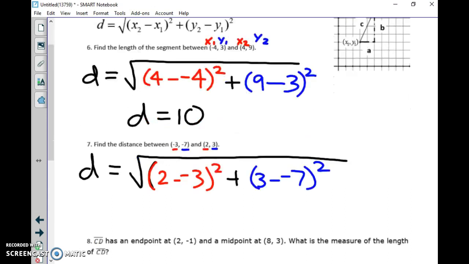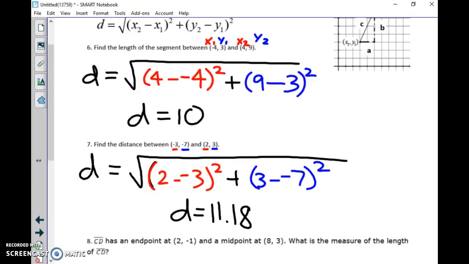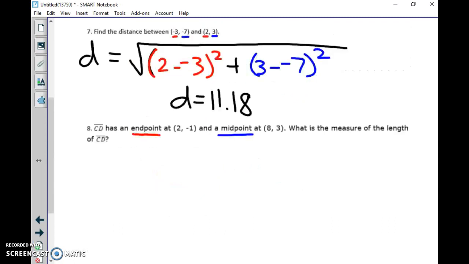So on number 7, there's how you set it up. And if you type it in correctly, you should get 11.18. On number 8, since we only have it from endpoint to midpoint, would you agree from the endpoint to the midpoint is only half? Right? That's only halfway. So I can find that distance, but if I'm looking for the whole CD, I'm going to end up having to take that half and multiply it by 2. If you only find half, you have to multiply it by 2 to get the whole thing, right? Okay, so that's what we're going to do.